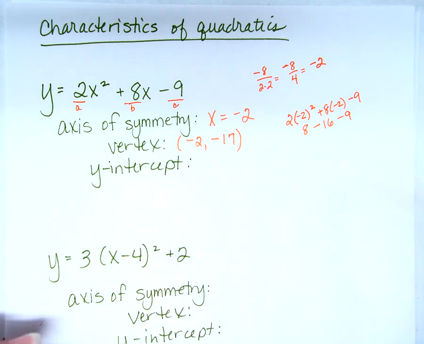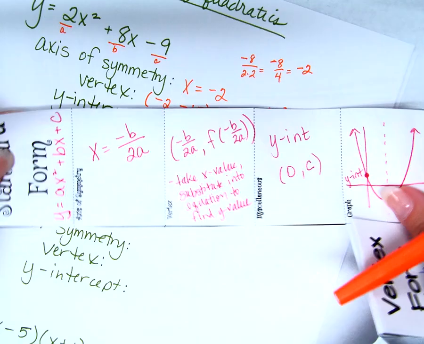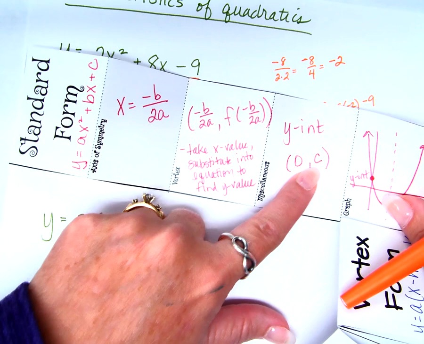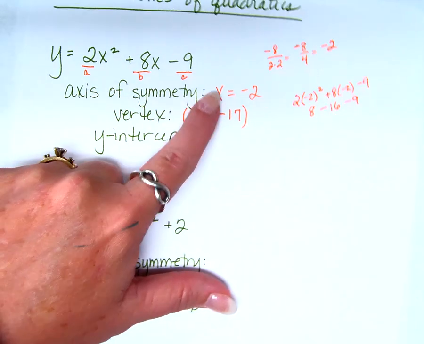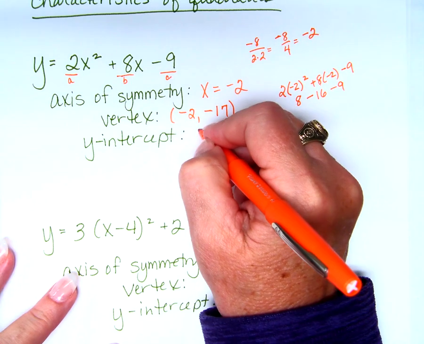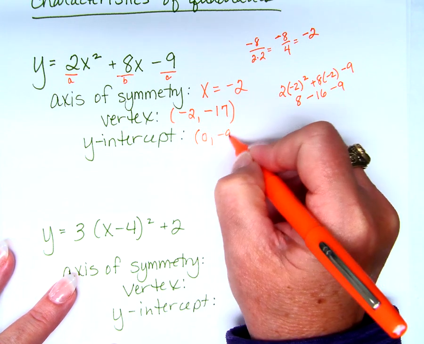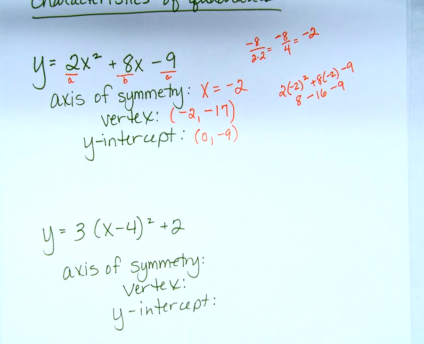How do I find my y-intercept if it's in standard form? Yeah, you look with your eyes, right? Look at C. What's C in this problem? It's the y-intercept. So what's x? 0. So 0, negative 9. Done. Any questions about that?